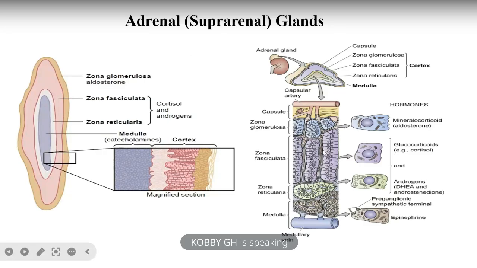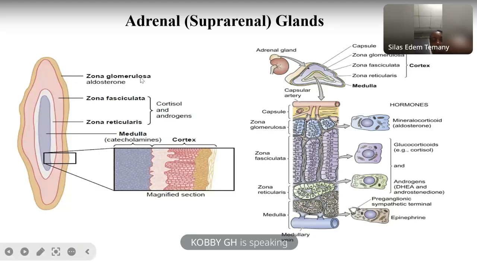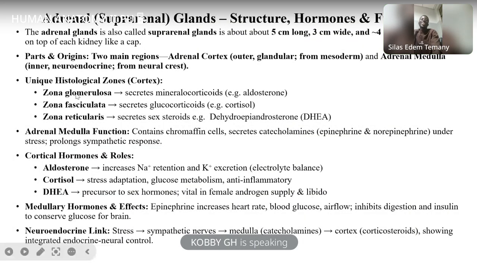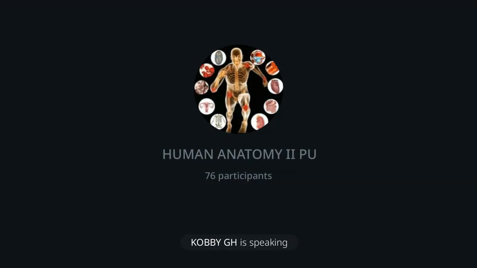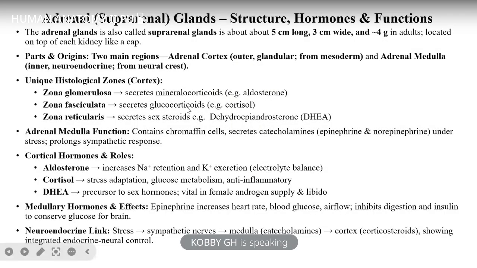So here, we have the zona glomerulosa. Let's look at the hormones produced by the zona glomerulosa. The zona glomerulosa secretes the mineralocorticoids. The mineralocorticoids, we also call them the aldosterone. Then we have the zona fasciculata. They secrete the glucocorticoids. The glucocorticoids is what we also call the cortisol. Then we have the zona reticularis.